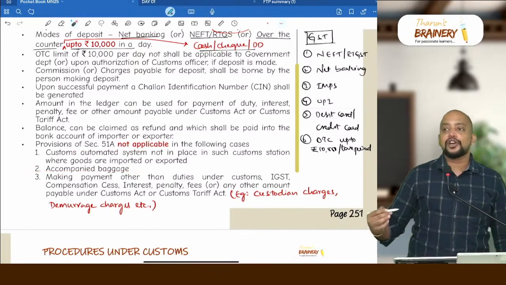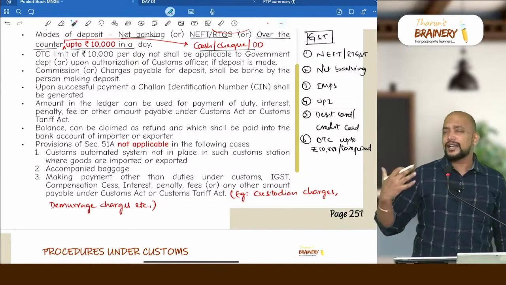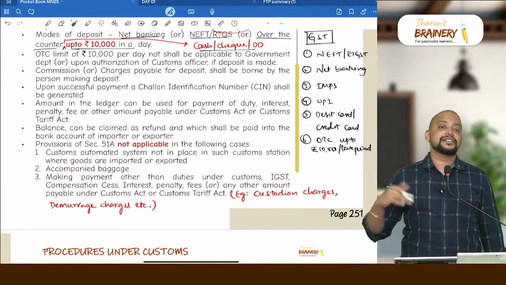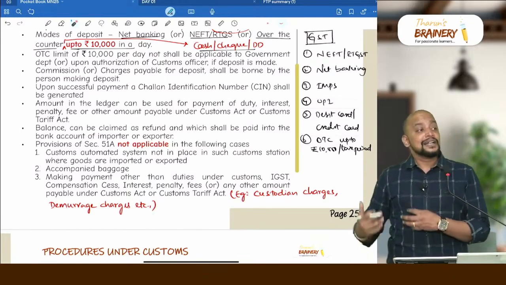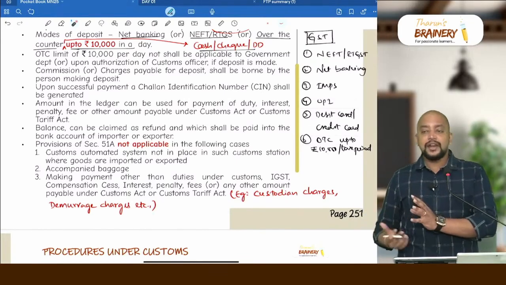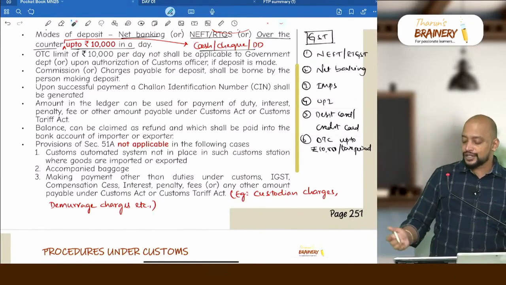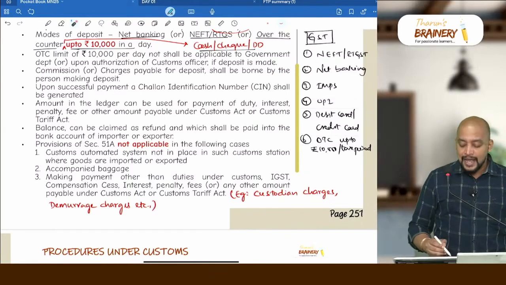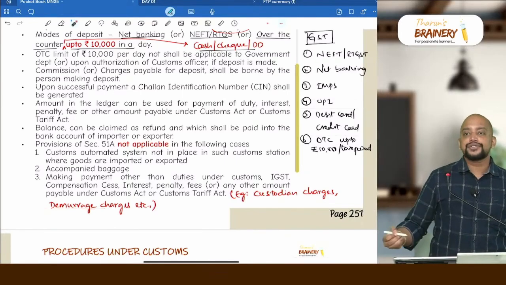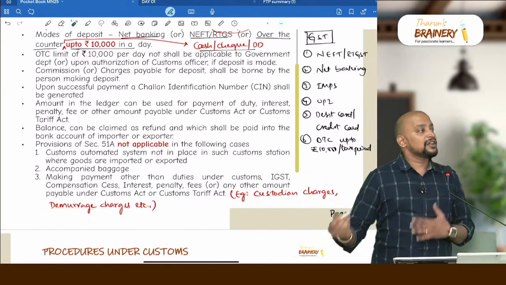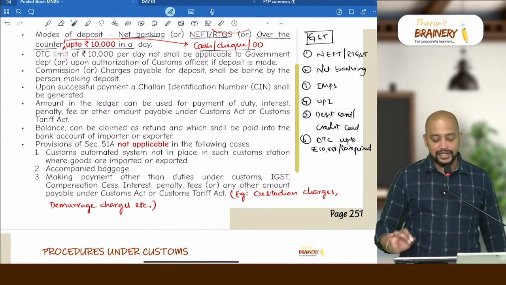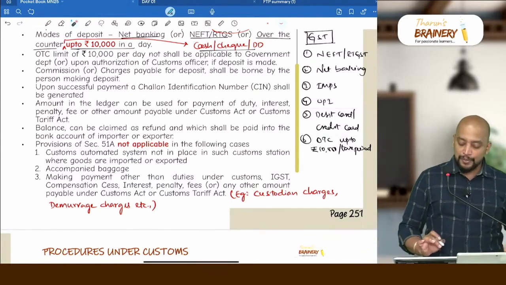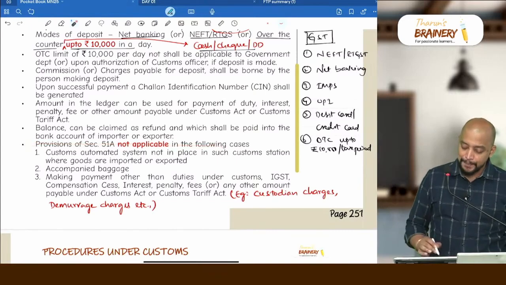And making payment of other than tax, other than duties or other than amounts under Customs Act or Customs Tariff Act. What are the amounts which are not payable under Customs Act or Customs Tariff Act but payable by the importer? That is custodian charges to the custodian, and demurrage charges and warehousing charges. These are other charges. For that other charges, definitely we cannot use this electronic cash ledger. So these are the 3 points you need to remember. Mark this as for short note, important.